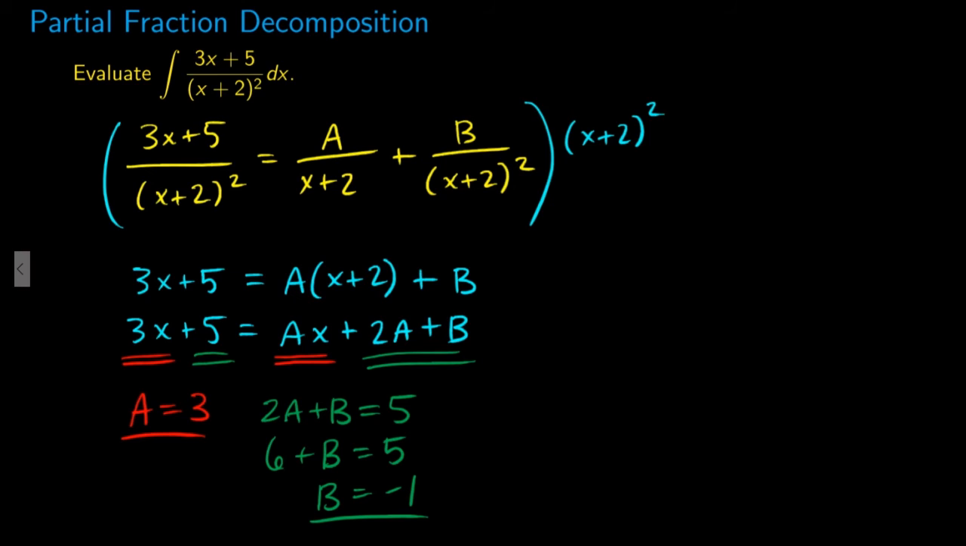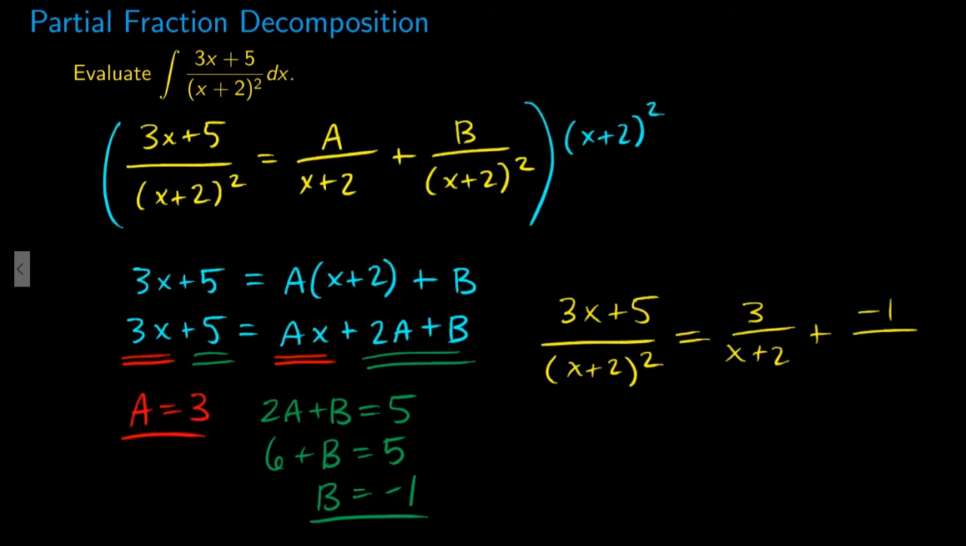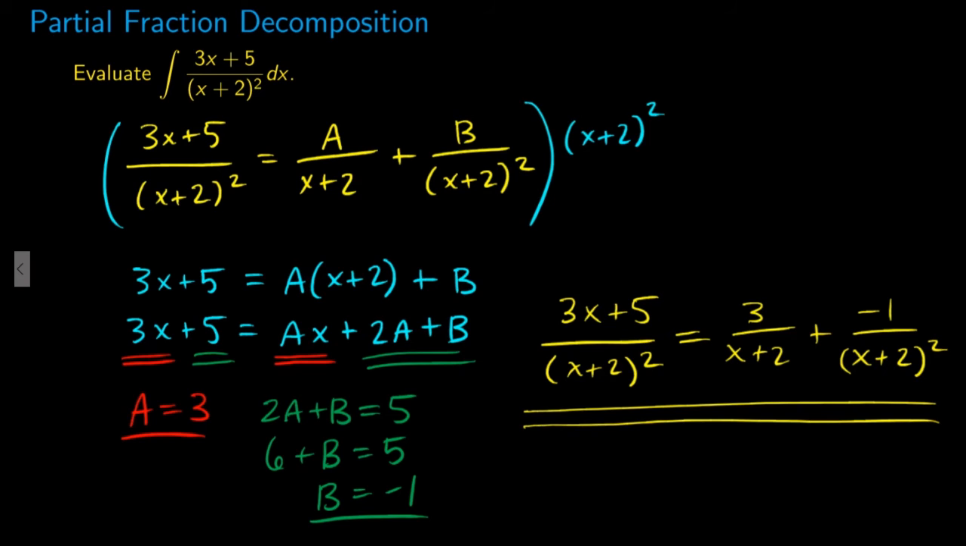So we said 3x plus 5 over the quantity x plus 2 squared equals a over x plus 2, and a is 3, so we have 3 over x plus 2, plus b over x plus 2 squared, and b is -1, so -1 over x plus 2 quantity squared. And this is our partial fraction decomposition. Now those rational functions on the right side are going to be a little easier to integrate. So let's go ahead and try to integrate now.